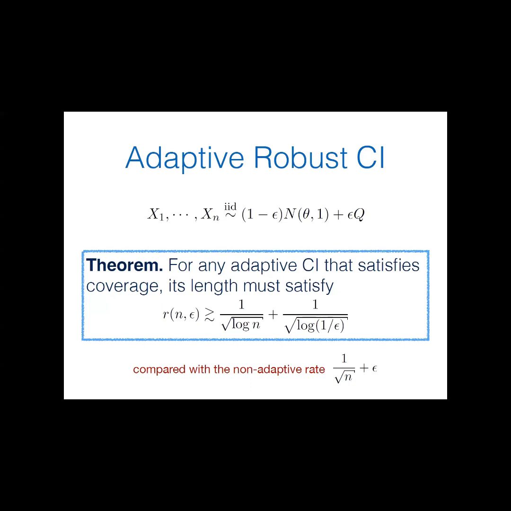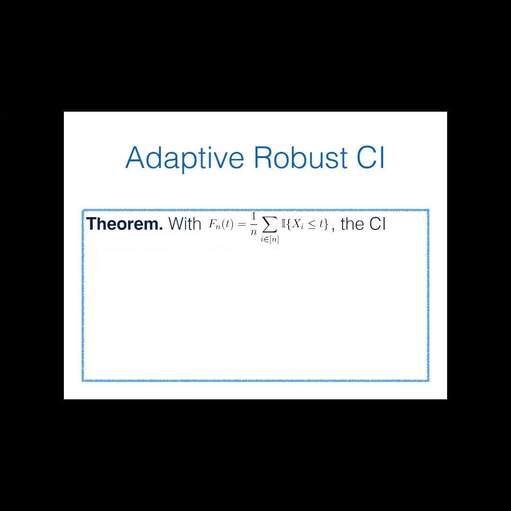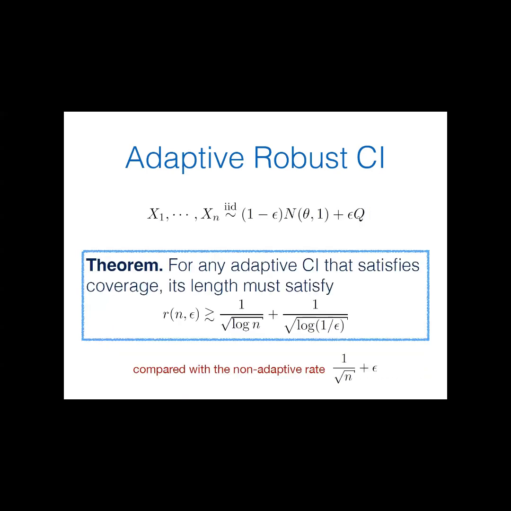Think of the situation where epsilon is 0. Epsilon equals 0 means there is no contamination; you just get 100% clean data. Then the second term will vanish because epsilon is 0. But the problem is you still have the presence of the first term, which is of order 1 over root log n, compared with the parametric rate 1 over root n. In order to achieve the same accuracy of uncertainty quantification, you have to collect exponentially more samples just because you do not know epsilon. Of course, epsilon may be 0, but you do not know whether your data is clean or not, so you still have to pay this cost.